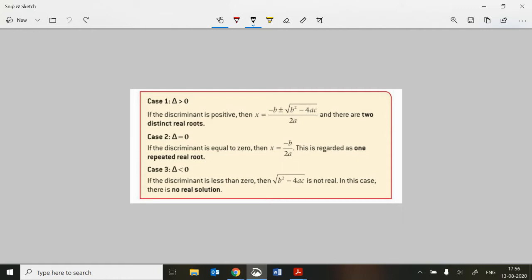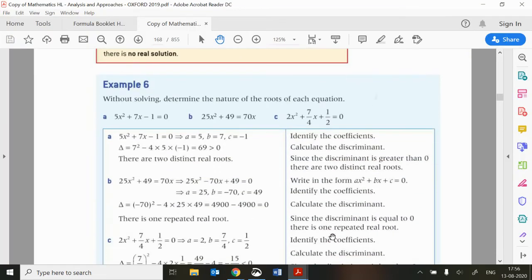So, arguably we have two roots there, but it's the same one, it's repeated. And then in this case, we have delta less than 0, and it's telling us that we have no real solutions. No real solutions, but definitely complex solutions. Okay, let's take this a bit further.